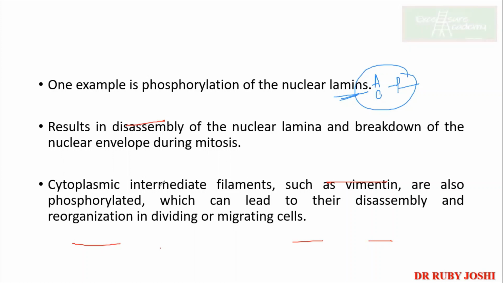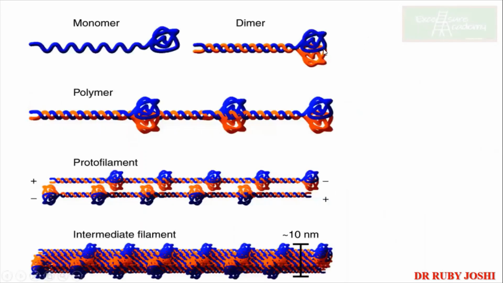Cytoplasmic intermediate filaments such as vimentin are also phosphorylated, which can lead to their disassembly and reorganization in dividing or migrating cells. The takeaway message of this slide is that phosphorylation is a process by which intermediate filaments can be regulated for their assembly and disassembly. So again, monomer, dimer, two types of intermediate filaments can come together, or the same type of intermediate filaments can come together, then they form a polymer, and then protofilaments and the intermediate filament.